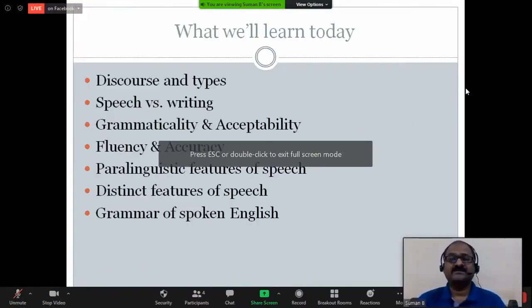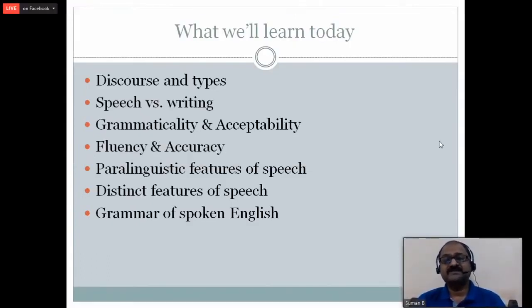Apart from paralinguistic features, are there any features of spoken English which make it different from writing? And how can understanding these features help us be better speakers? Lastly, we are going to look at what is called the grammar of spoken English. Is there anything called grammar of spoken English? Is it different from the traditional grammar that we know? This awareness can help us learn spoken English in a better way. We are not only learners of English, but also teachers of English.